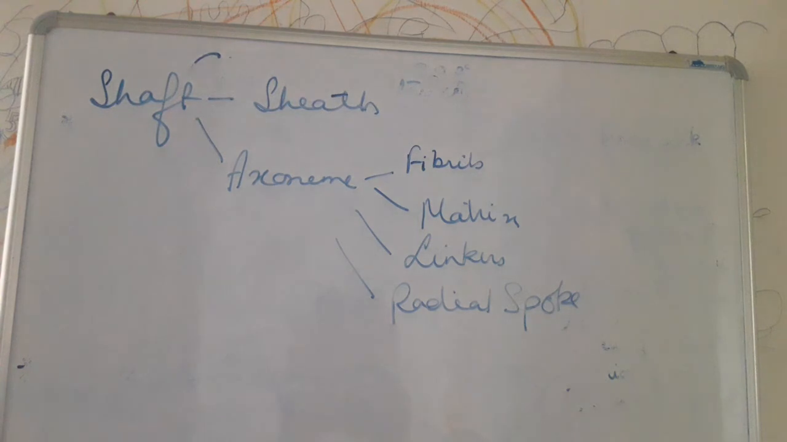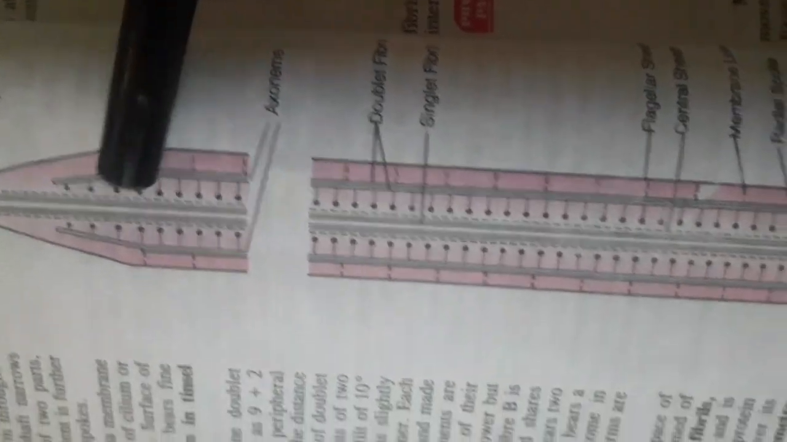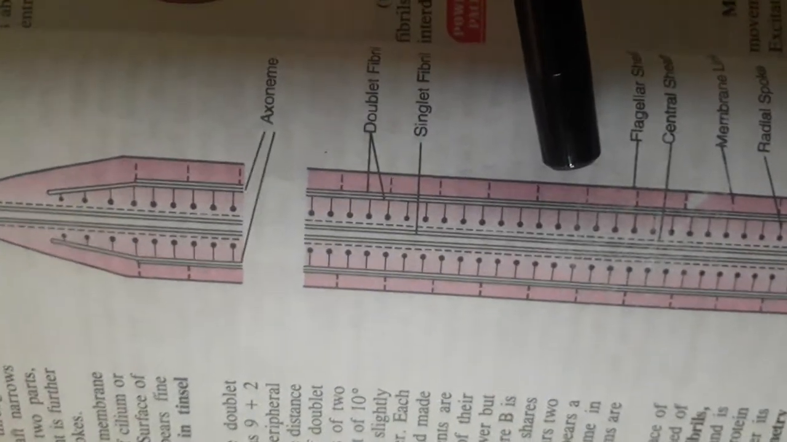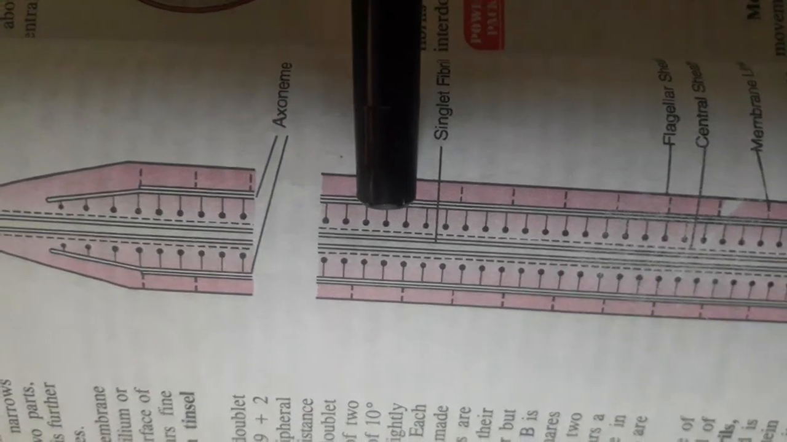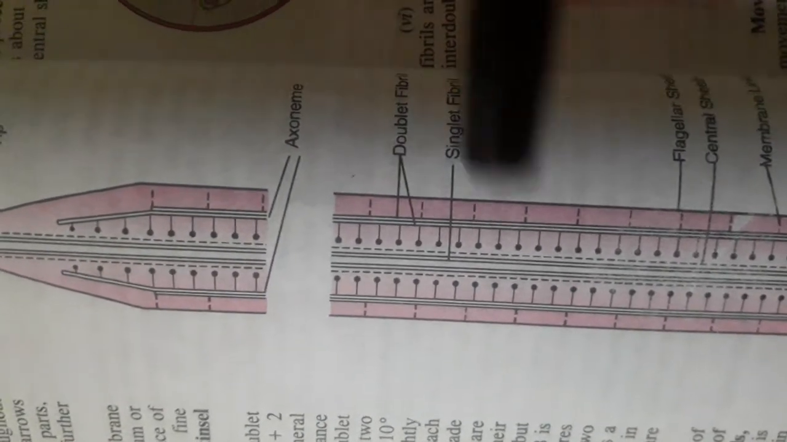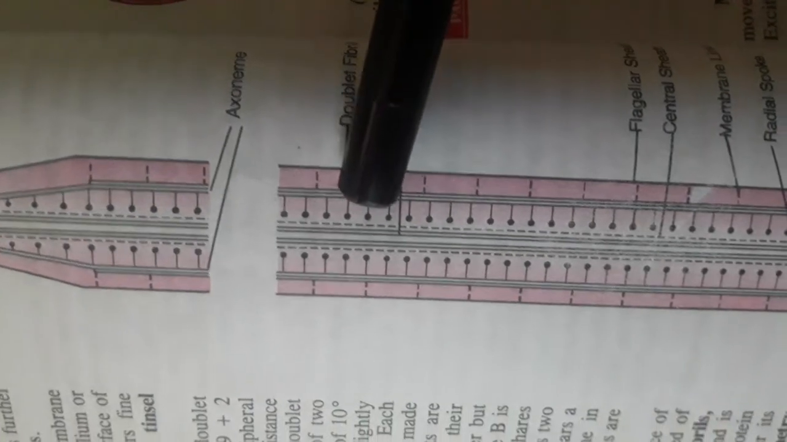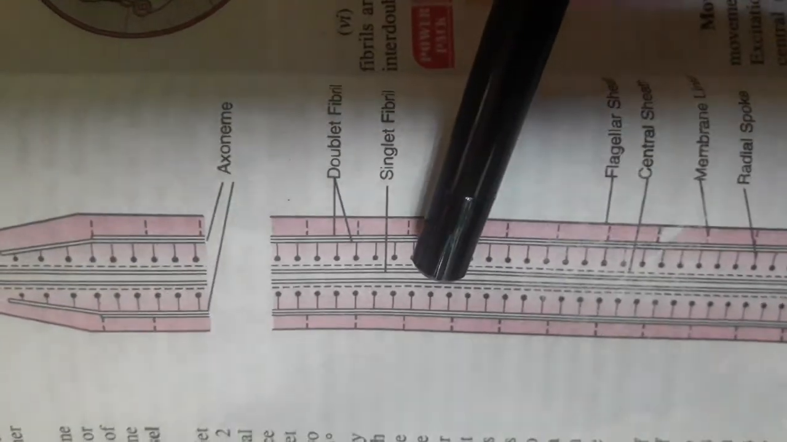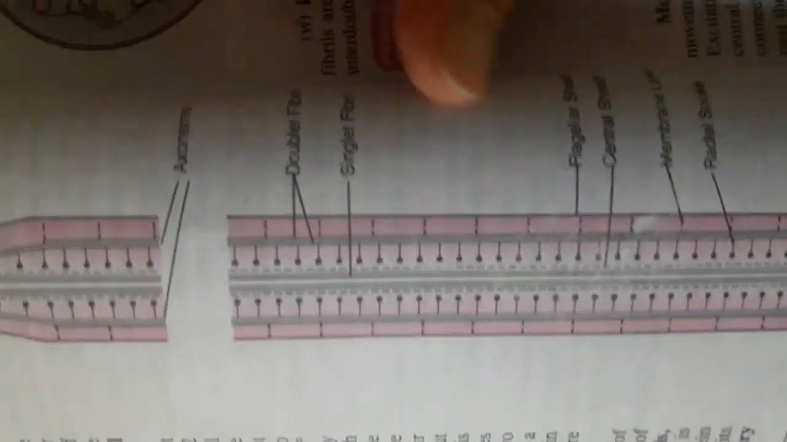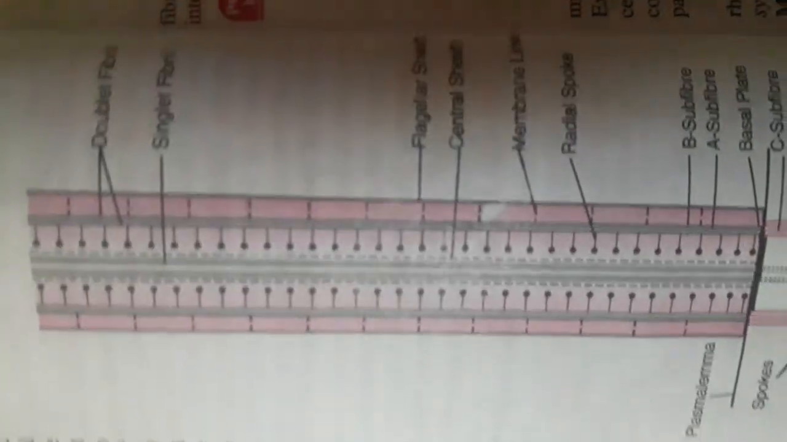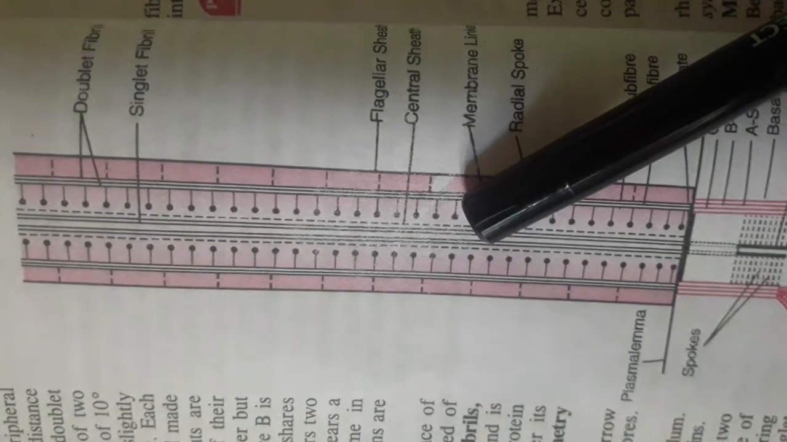Now let us observe the diagram of the flagella. Now you can see here, this is the structure of the cilia or the flagella. These are the axoneme, that is the fibrils. These are doublet fibers. 2 are present towards the periphery, 2 fibrils. This is the singlet fibril which is present in the central position. Okay. Then these are the flagellar sheath. This is the central sheath.